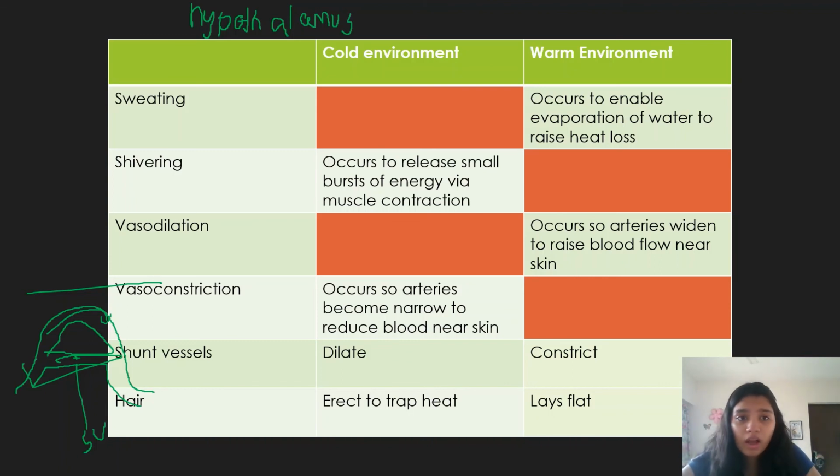In a cold environment, you obviously don't sweat, instead you shiver. Shivering is basically when small bursts of energy are released via rapid muscle contraction. Whenever energy is released, there's probably thermal energy involved, so that helps to keep you warm. Vasoconstriction occurs, where arteries become narrower to reduce blood flow near the skin, and shunt vessels dilate, so more blood passes through here. And your hair stands erect to trap heat.